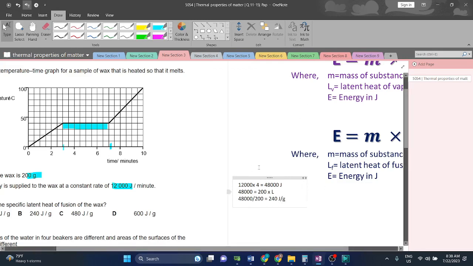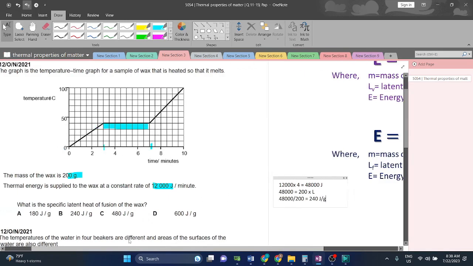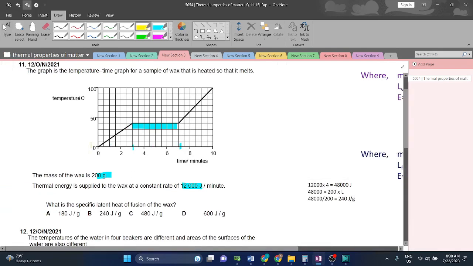It is asking us to give the answer in grams, वरना otherwise it has to be in kilograms, right? So yeah, the answer will be B.